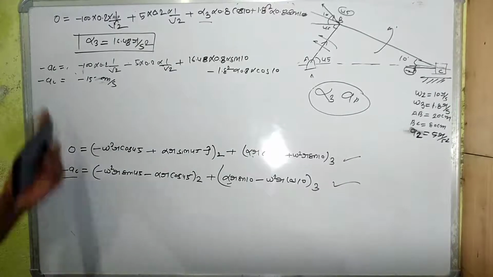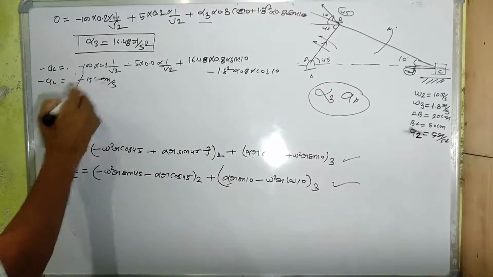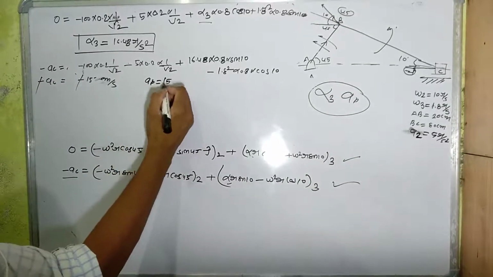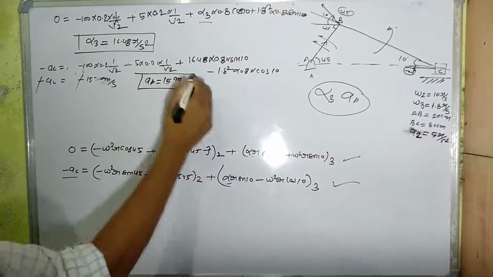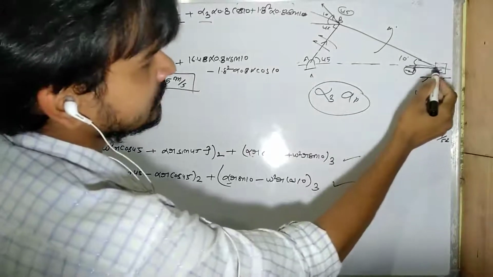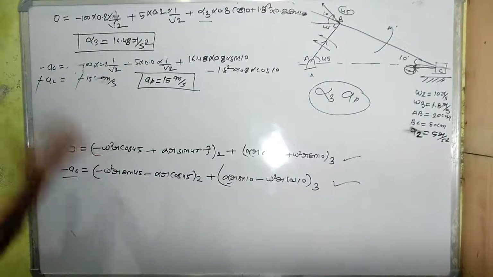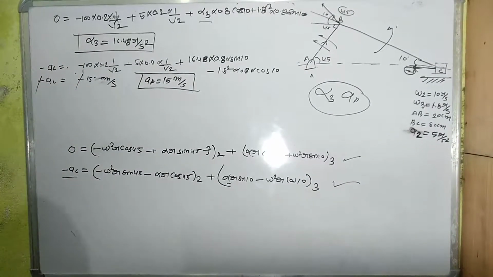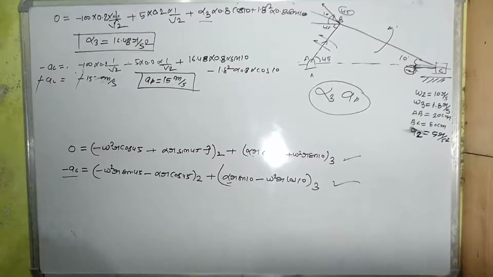Okay, now you got the acceleration of c, that means acceleration of the piston. So acceleration of piston is coming 15 meter per second, that is positive direction, and you have assumed that acceleration of c is in this direction. So both your assumptions are correct. So congrats, you got the acceleration of piston.